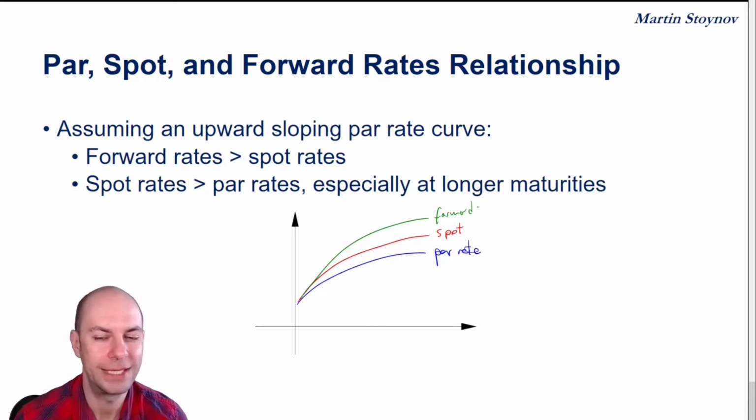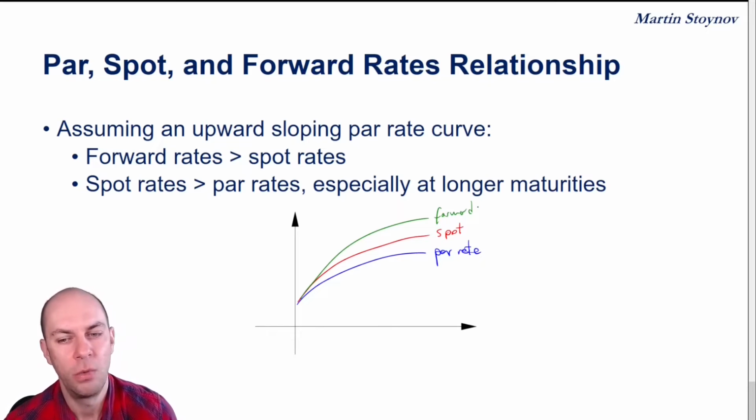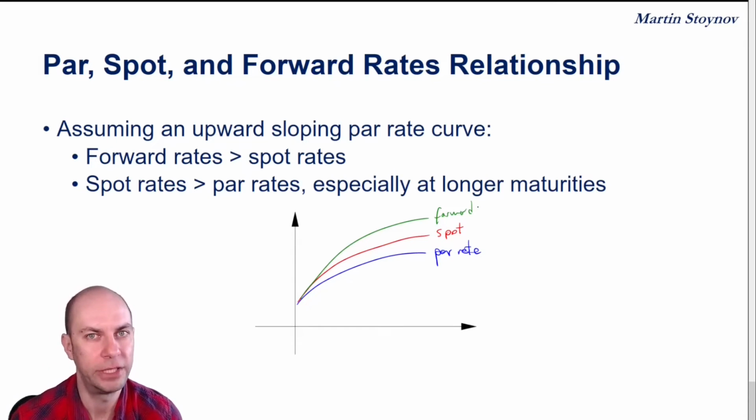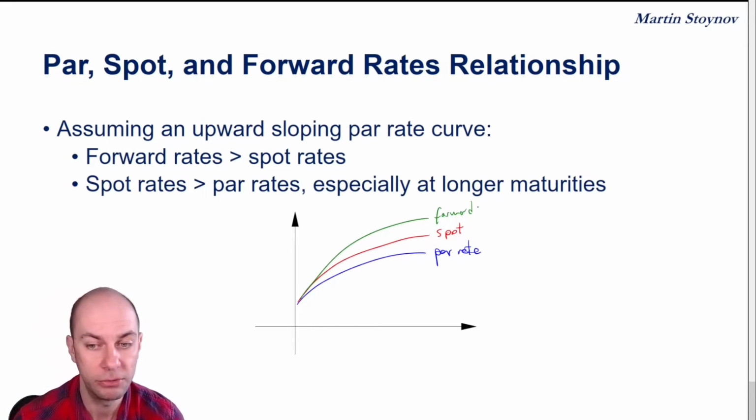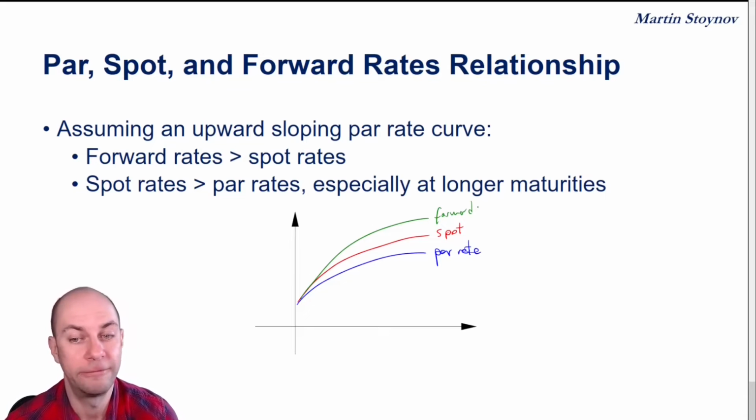Now, if you want to try and understand why that's happening, first of all, let me say that par rates are pretty close to spot rates. So where they're going to start differing is really at longer maturities. That's where the difference will become a bit more noticeable. And secondly, why are forward rates in this case higher than spot rates?